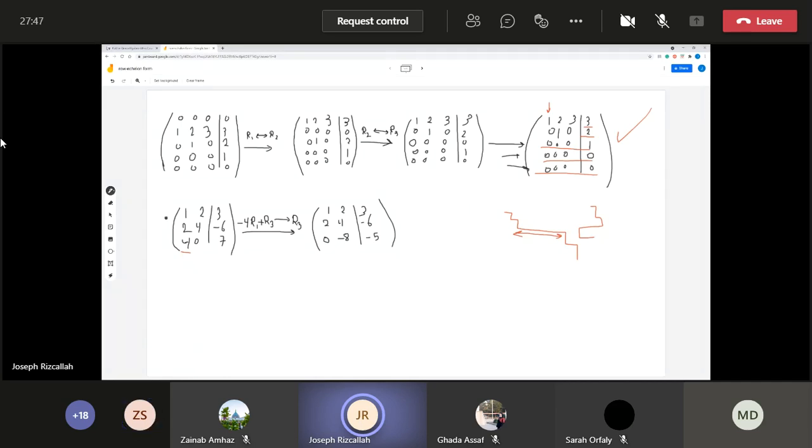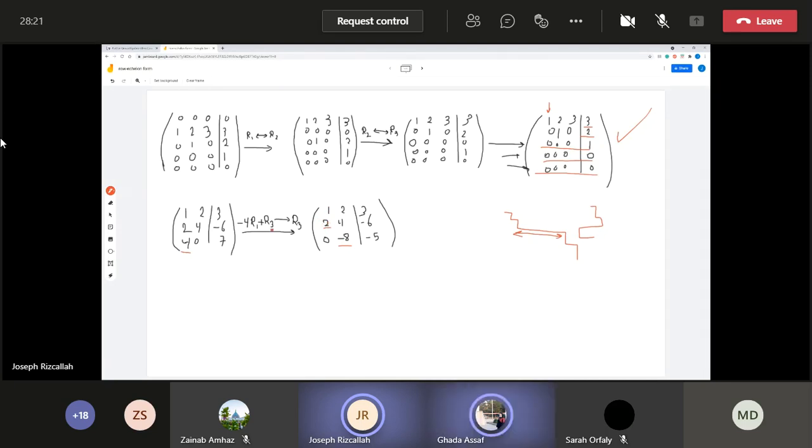Now we see here the leading entry now, this one, is -8, right? Now this is the leading entry. You see, the leading entry now is appearing to the right of the leading entry in the row above it, because here the leading entry is this 2. So now it's not yet in row echelon form, right? Because this leading entry here is still appearing under the leading entry of the top row, right? So what I need to do now is to make this one 0, right?